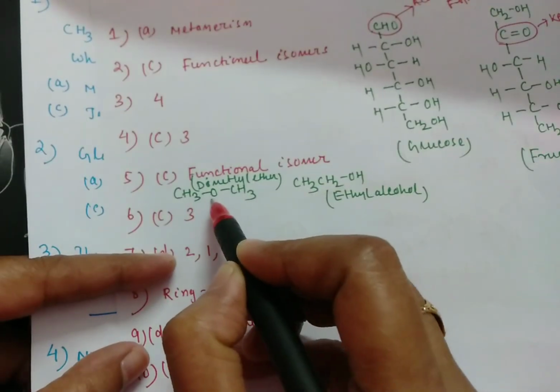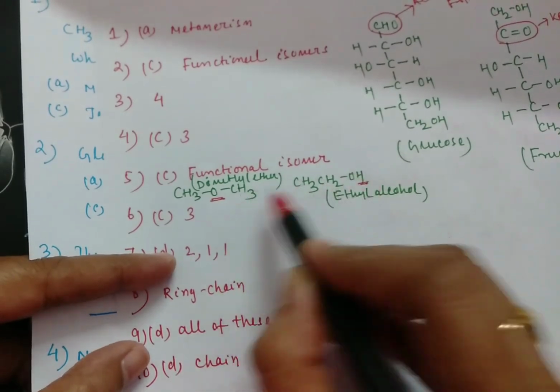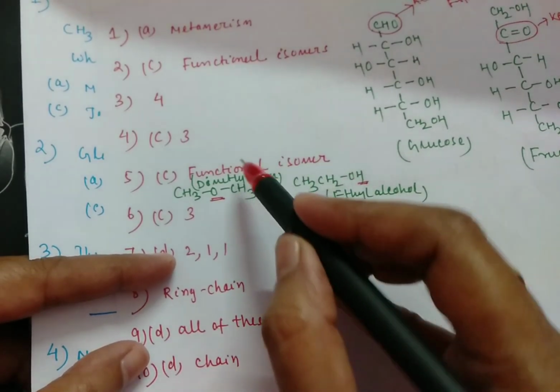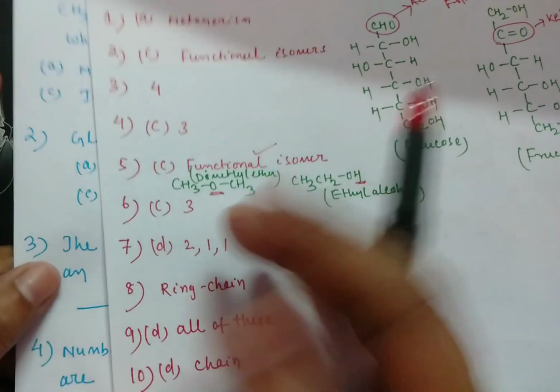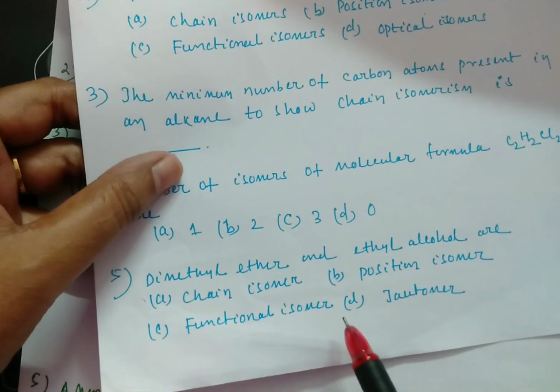See here, this is your ether functional group. This is your alcohol functional group. If their functional groups are different, then they are functional isomers of each other. Okay, so the answer is 5C, that is, functional isomers of each other.